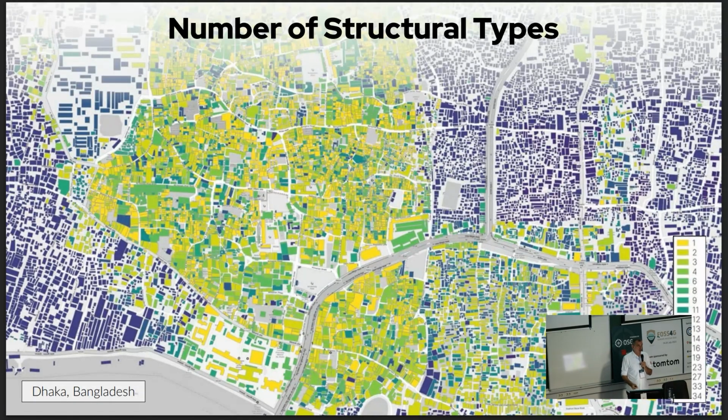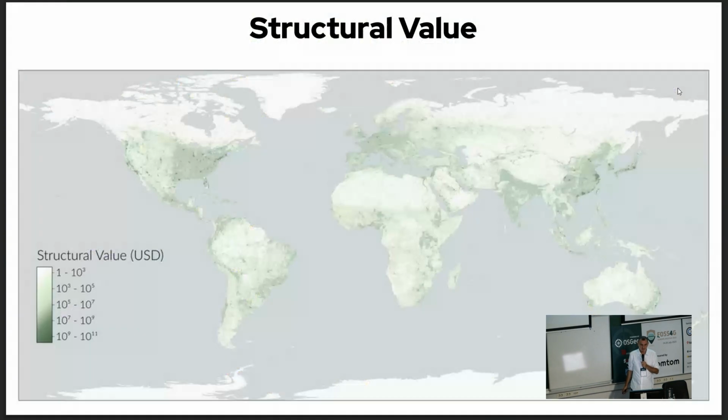This is not only true in well-regulated countries like Denmark, where we have a lot of information. Even here in Dhaka in Bangladesh, as soon as we know the height of the building, we can significantly reduce the number of different building types from 34 to a low single-digit number. We can also compute the structural value. Overall, it looks pretty much like a population density map, but it tells you where the highest losses are to be expected should a larger catastrophe occur.